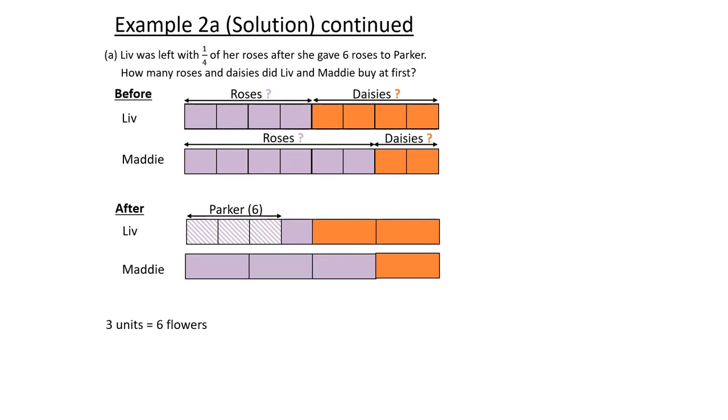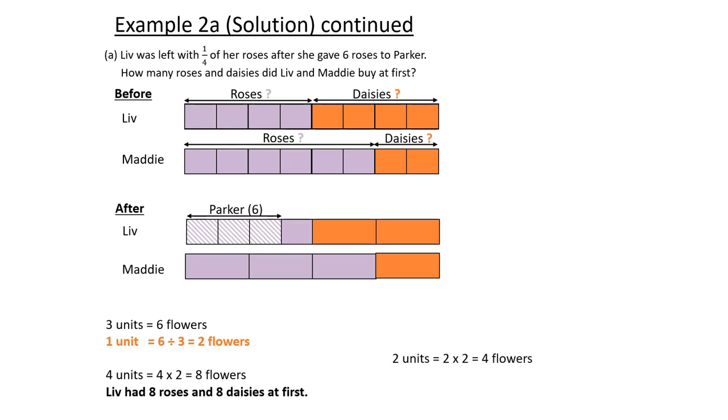From Liv's exchange with Parker, we see that 3 units equals 6 flowers. 1 unit equals 6 divided by 3 equals 2 flowers. At first, Liv had 4 times 2 flowers equals 8 roses, and 4 times 2 flowers equals 8 daisies. At first, Maddie had 6 times 2 flowers equals 12 roses, and 2 times 2 flowers equals 4 daisies.